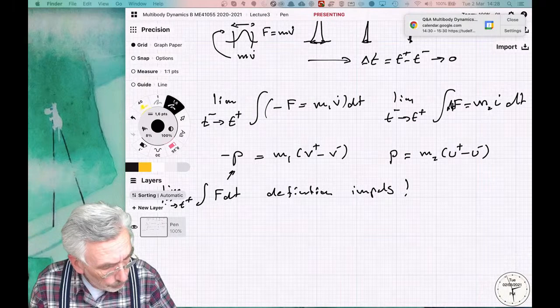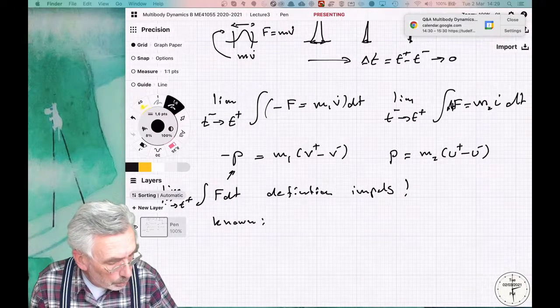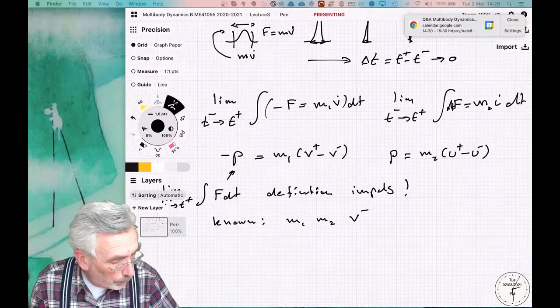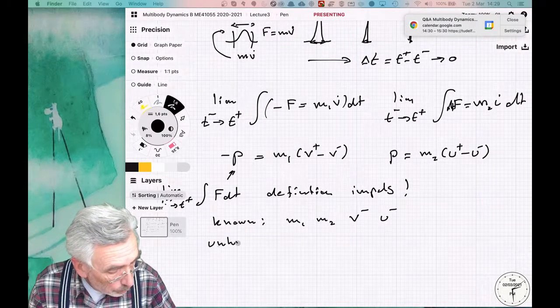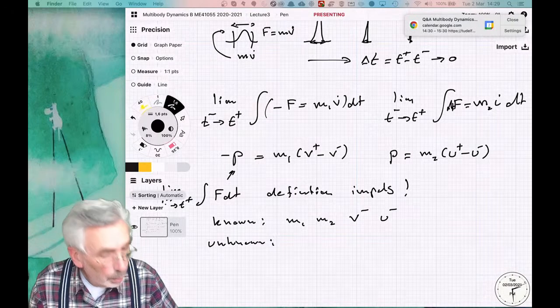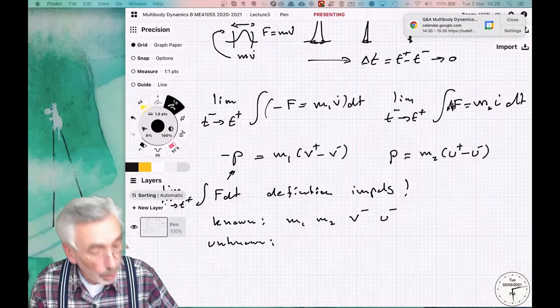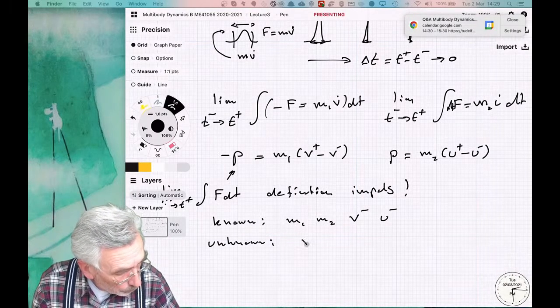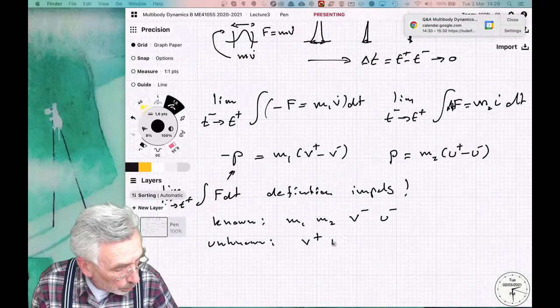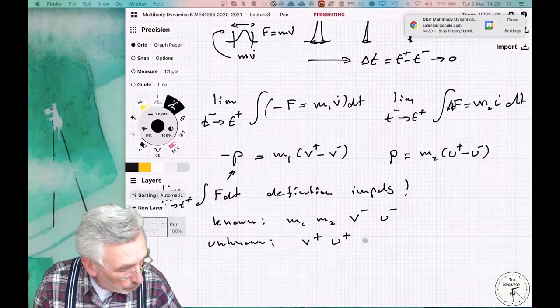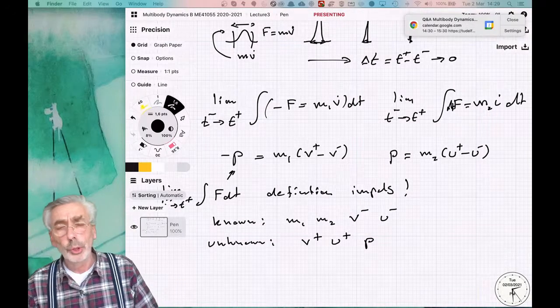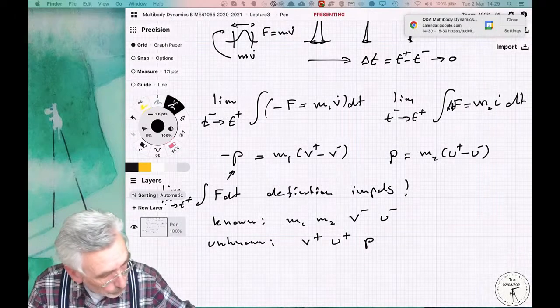The knowns are m1, m2, and the velocity before impact of the two bodies, and that's it. The unknowns in our case are, of course, the velocities after impact, so that's v plus, u plus, and we have no clue what the impulse P is. I mean, we know it hurts, but that's not enough, right?